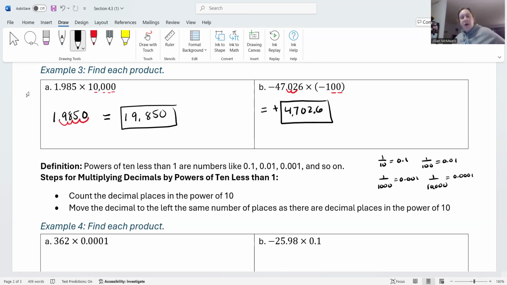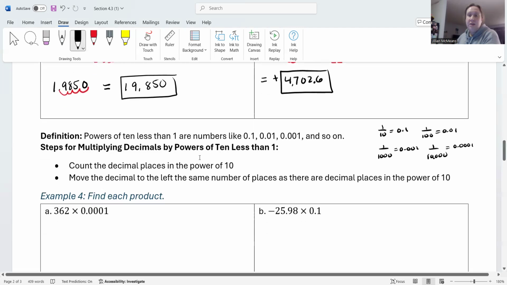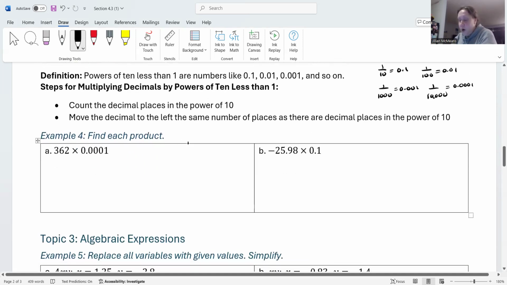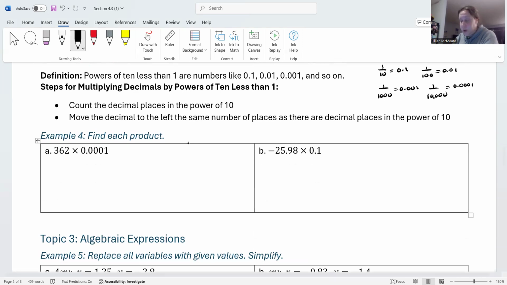So if it helps to think of it like a fraction, knock yourself out, okay? So steps for multiplying decimals by powers of 10 less than 1. We count the decimal places in the power of 10, so the number of digits after the decimal point, and then move the decimal to the left the same number of places as there are decimal places in your power of 10. So it's kind of like dividing by a power of 10, which essentially moves the decimal to the left, all right? So for example 4, it says find each product, and we have 362 times 0.0001, which is 1/10,000th. Okay.